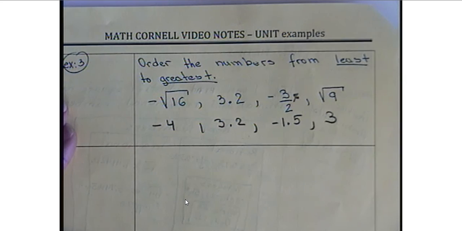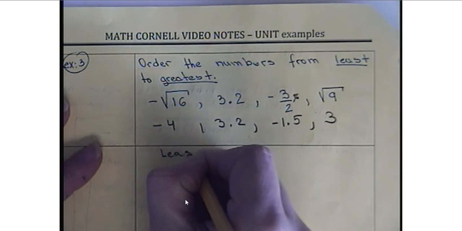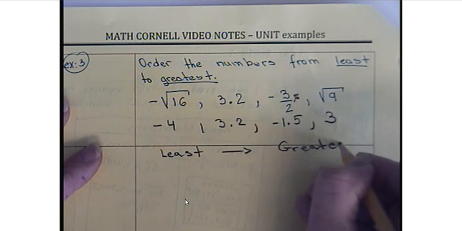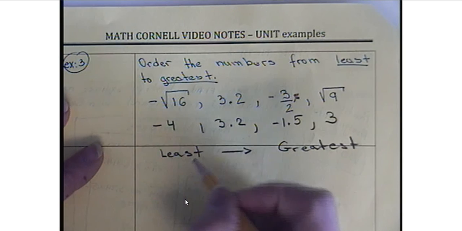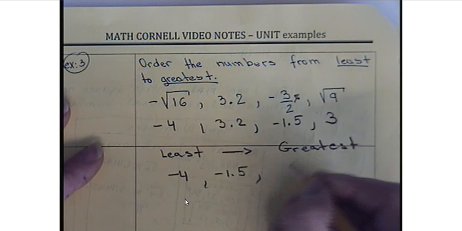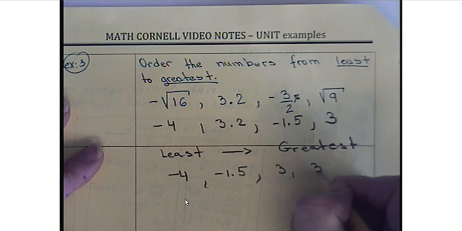So let's go ahead and put those from least to greatest. Well, least is negative 4. Then we have negative 1.5. Then we have 3, and then we have 3.2.